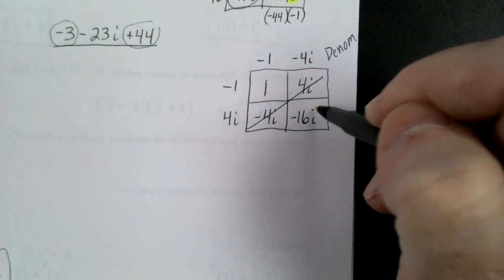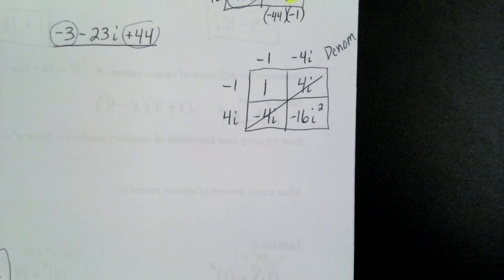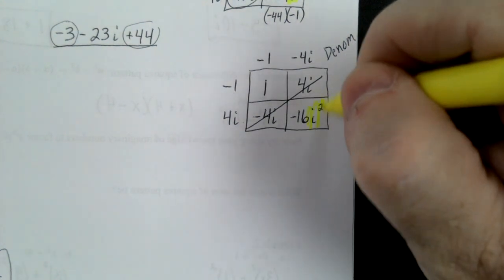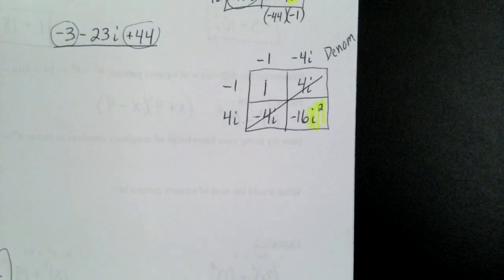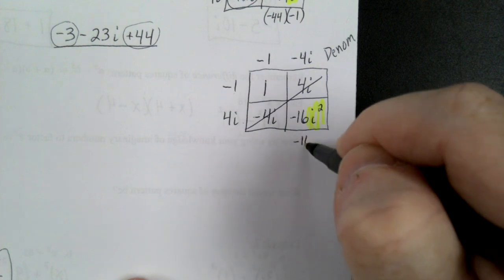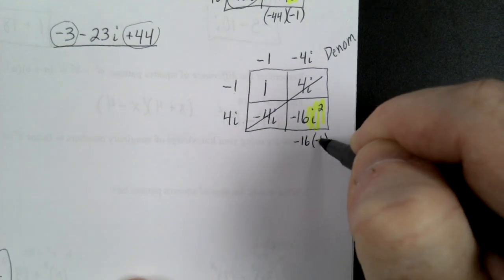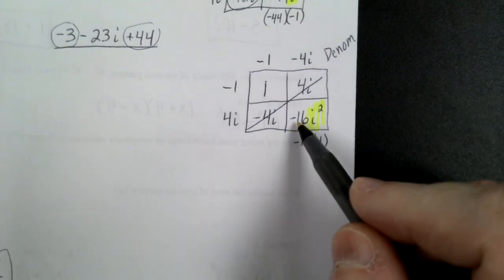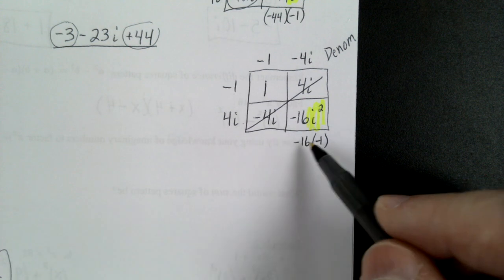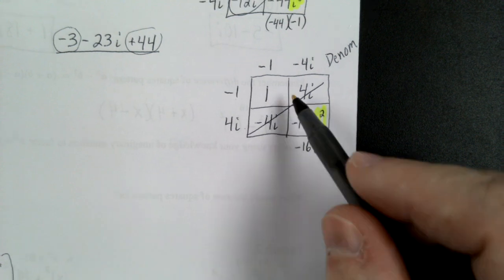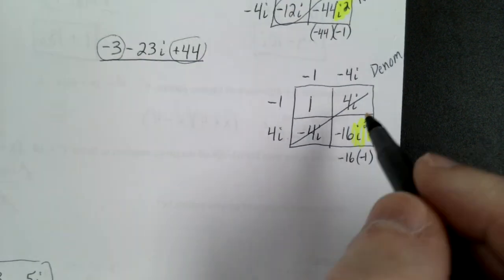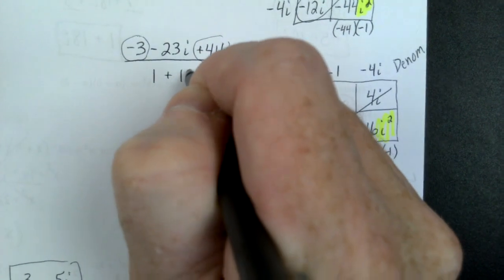There is that i squared. So that i squared is a negative 1. Negative 16 times negative 1. The shortcut is it's going to change the sign. So this is going to end up being positive 16 plus 1. So we can show that here. 1 plus 16.